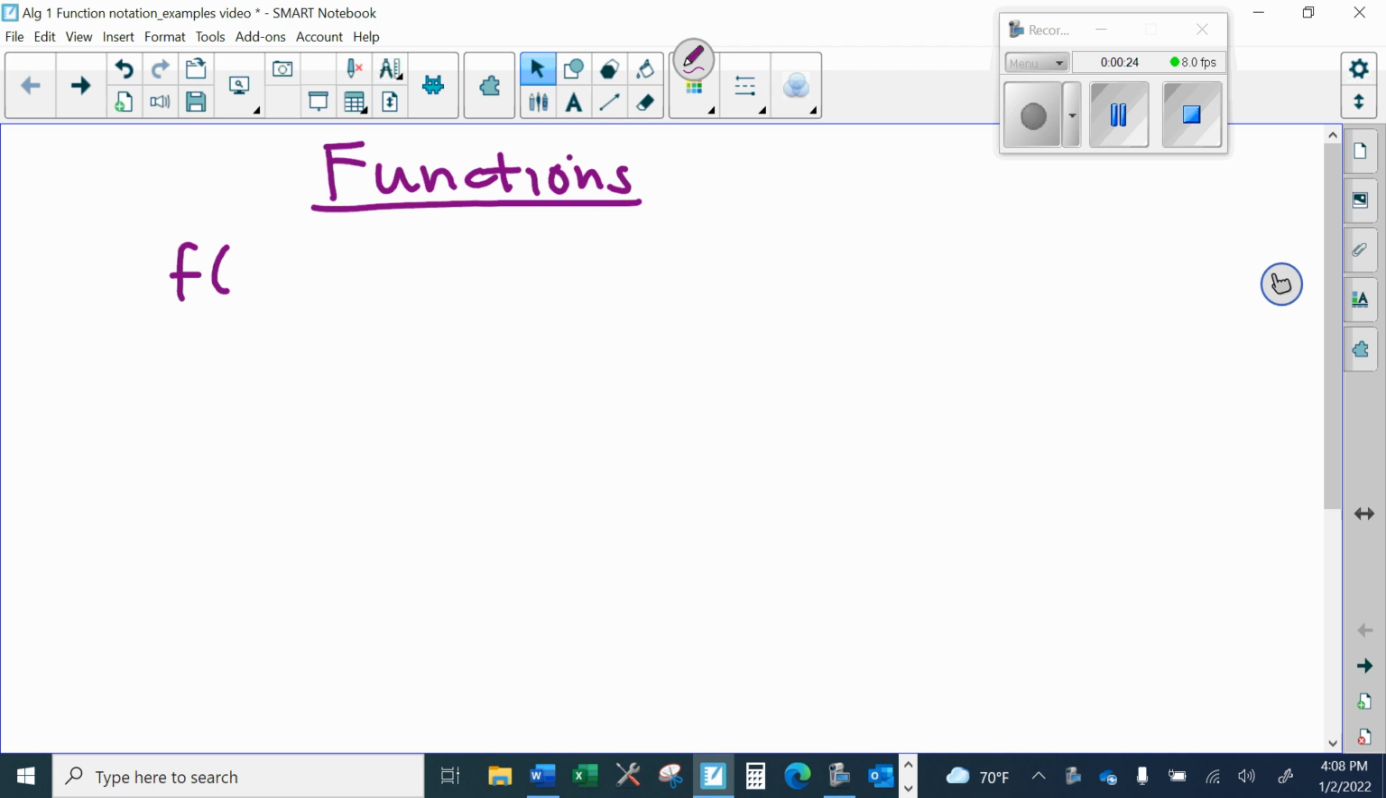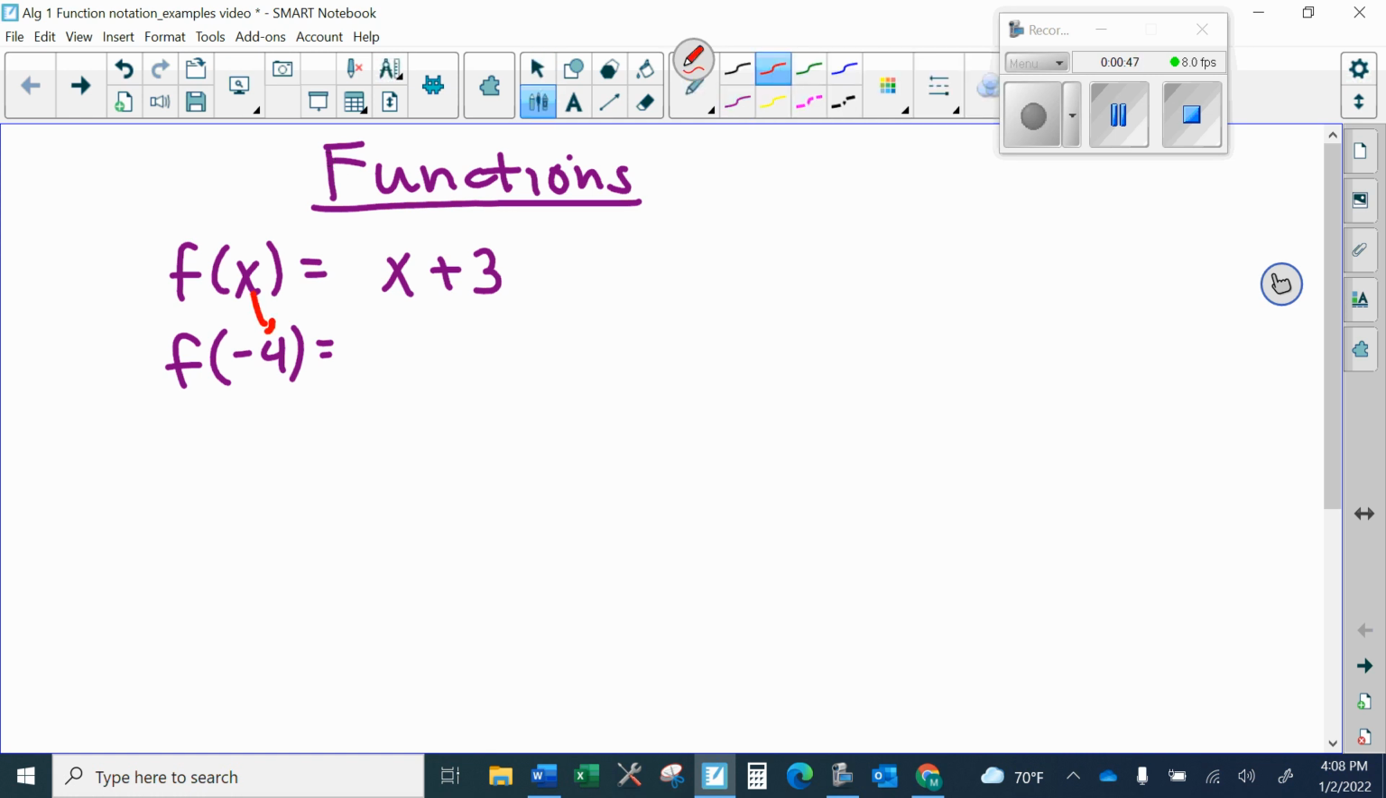All right, so function notation: you have some letter outside of parentheses and it's usually an x on the inside. That's the independent variable. And you might have something like x plus 3 on the right side for the expression. And then you see f of, say, -4. What does that mean? Well, look right above. It tells me that x is -4. So substitute in -4 for that x, and then I would get -4 plus 3. And so f of -4 equals -1.